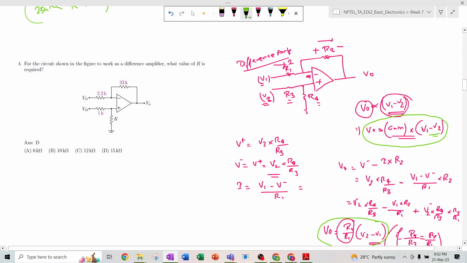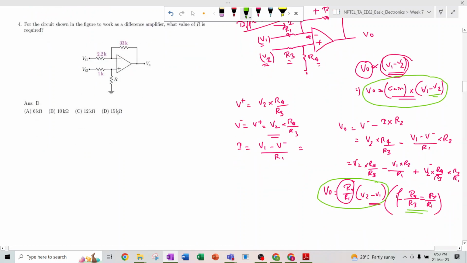Now in the question it is asked: in the circuit shown in the figure, to work as a difference amplifier, what value of R is required? So this R is required. How can we calculate it? We can calculate it in this manner, so I will go through this one.